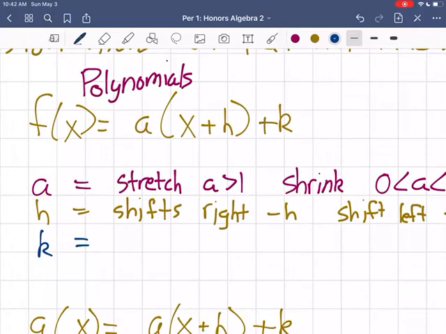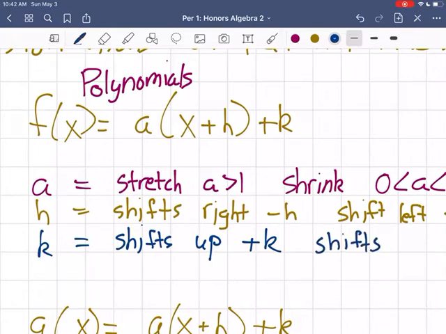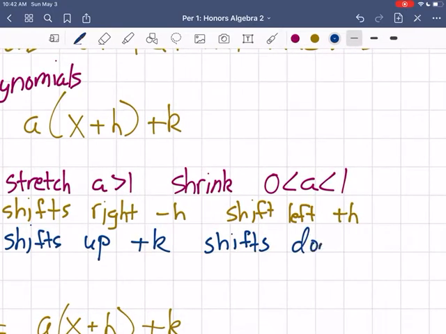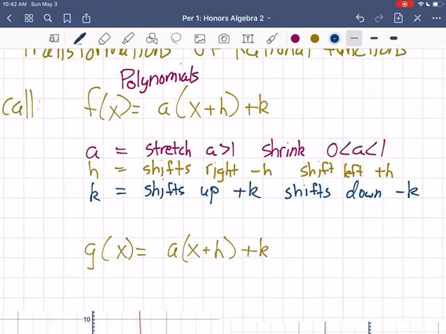Lastly, k, we have a vertical shift, and this is the one that makes more sense. It shifts up when it is positive and shifts down when k is negative. Okay, so that's what we know about polynomials already.